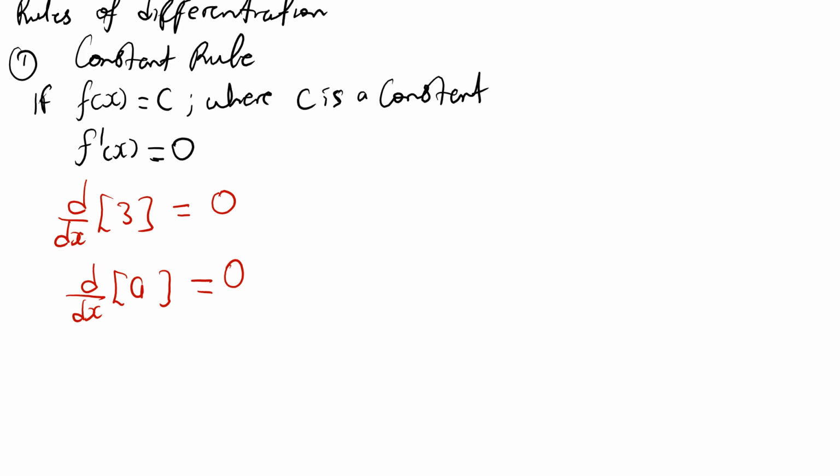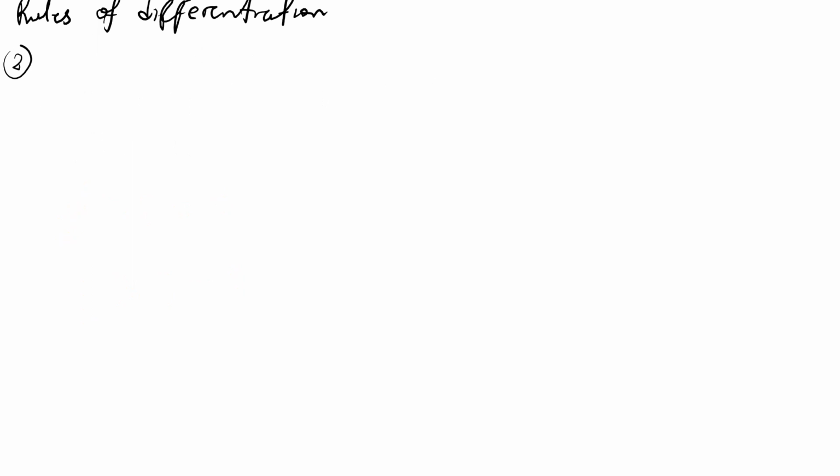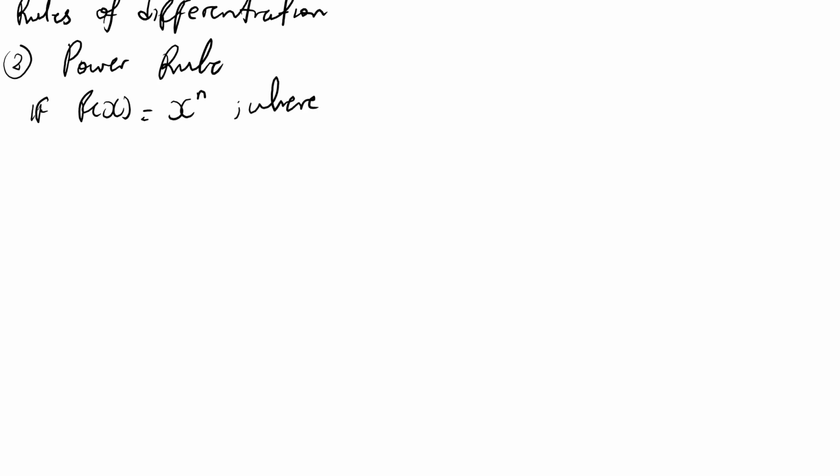Now let's go to the power rule. Let's say we have a function f which is equal to x to the exponent n, where n is a constant. This power rule only applies when the exponent is a constant. If the exponent is not a constant, we are not going to apply the power rule. So you must make sure that your exponent is constant before you apply the power rule. If it's not a constant, we have to apply some other rules.